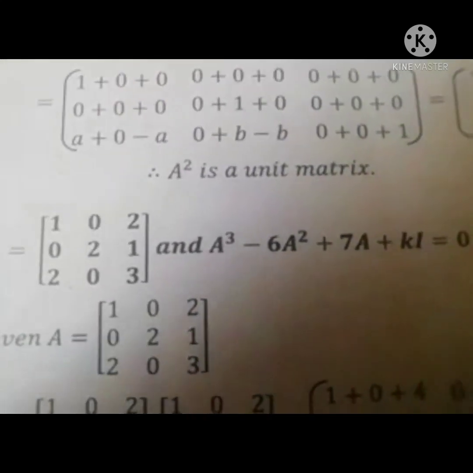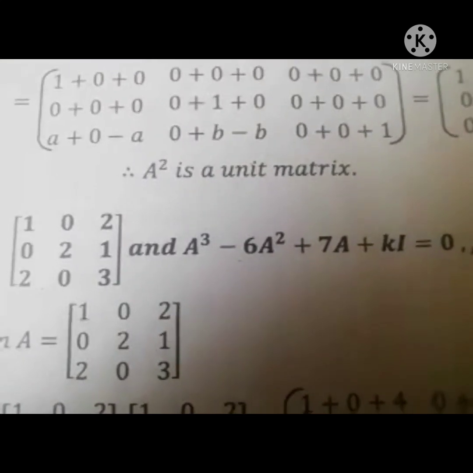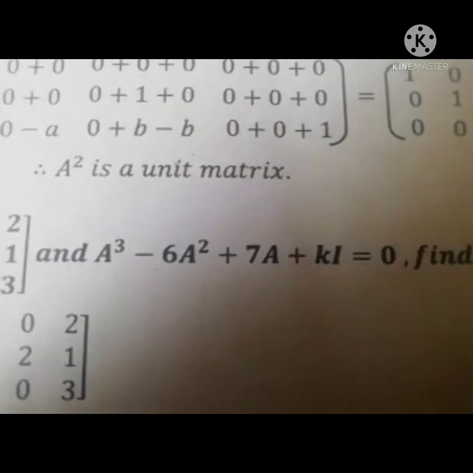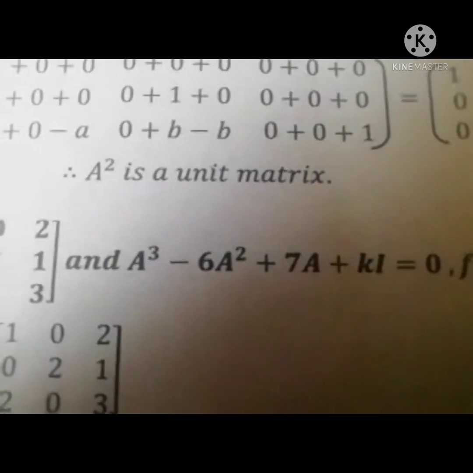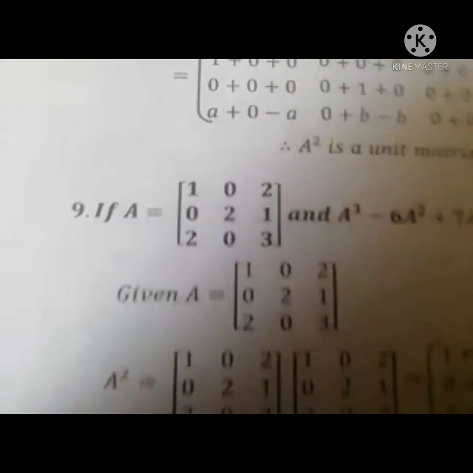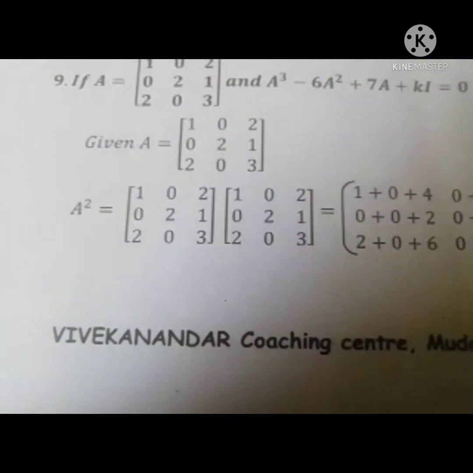Now sum number 9. A cube minus 6A square plus 7A plus KI equal to 0. They are given such a condition. A cube minus 6A square plus 7A plus KI. Find the value of K. In this case, first of all you can find out A square and then A cube.